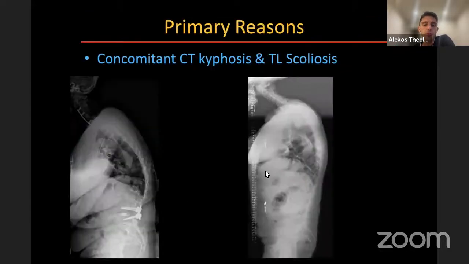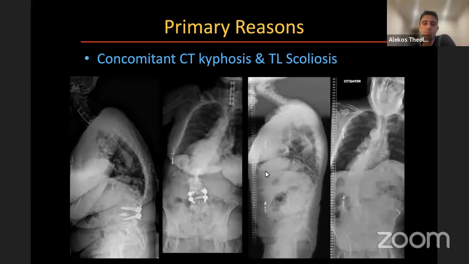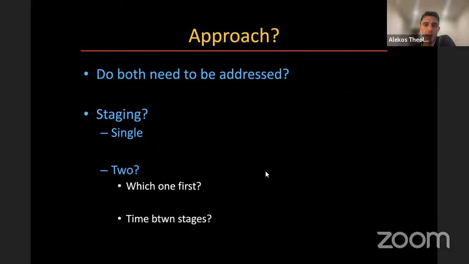In addition to kyphosis, which is just a sagittal plane deformity, you can also have a combination of a cervical thoracic kyphosis plus a thoracolumbar scoliosis. And so that would be another reason why a patient may necessitate a thoracolumbar fusion in addition to a cervical fusion. And so how should these patients be addressed?